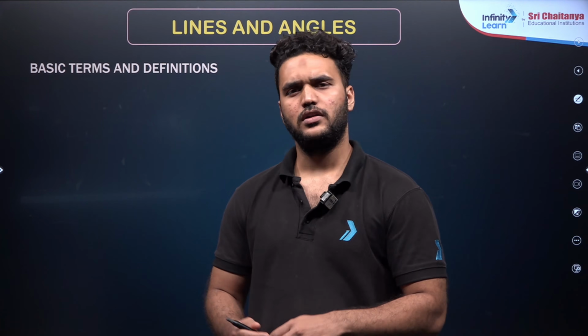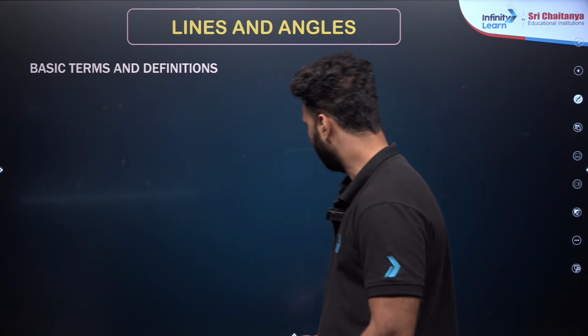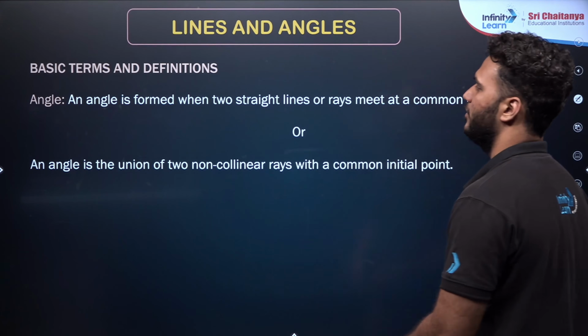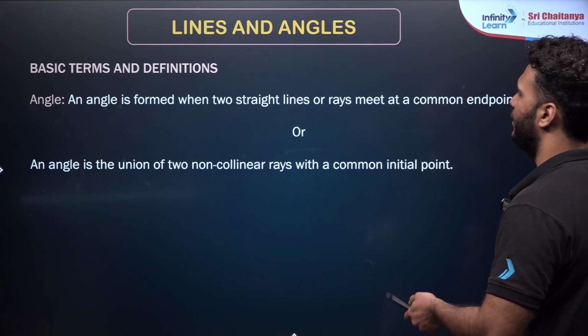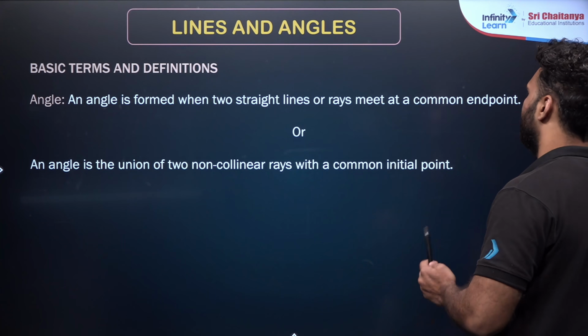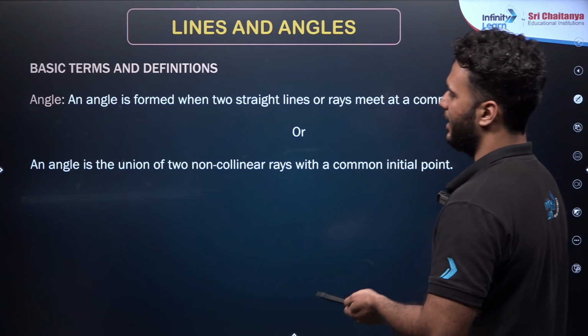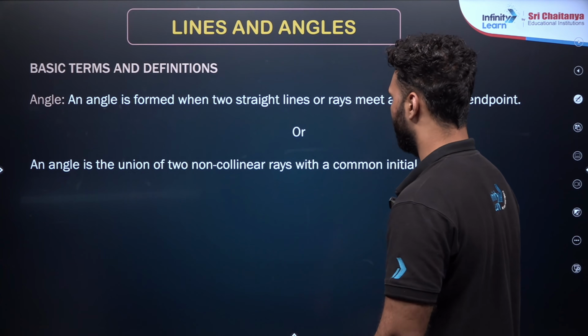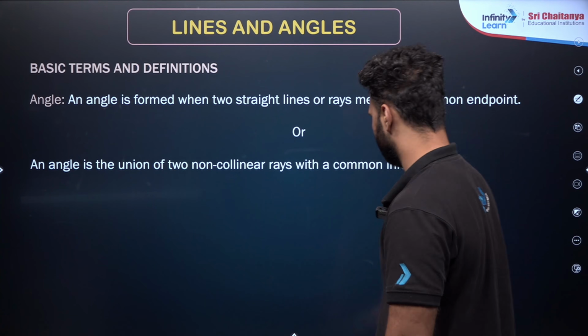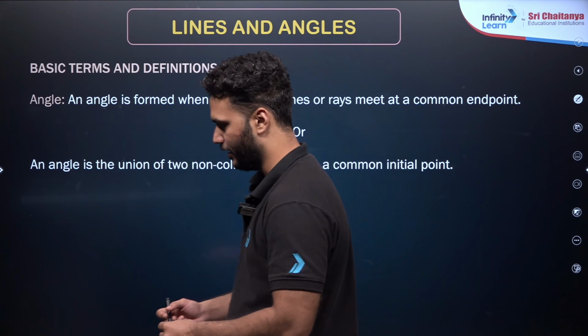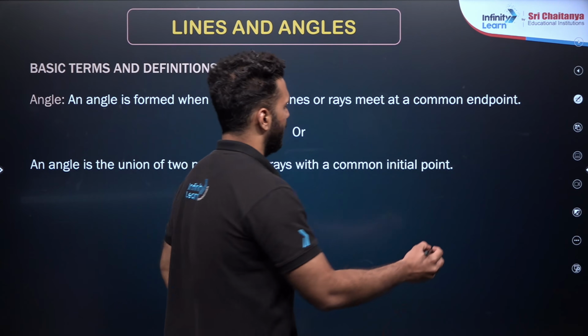Let's go with the formal first. An angle is formed when two straight lines or rays meet at a common endpoint, or an angle is the union of two non-collinear rays with a common initial point. Okay, what is the angle?